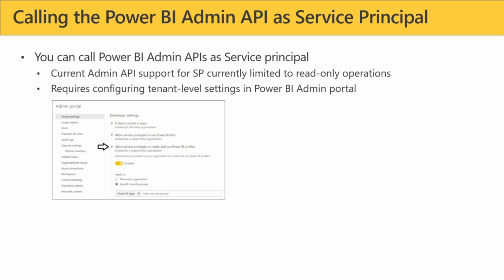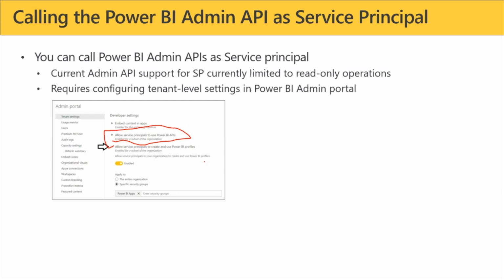But then what you have to do is, first of all, take that service principal or the Azure AD application and put it into an Azure AD group, and then have that group configured under the tenant level setting, allow service principals to create and use Power BI. And I see that my slide is wrong there. It should be the one above that, which is right here. You need the allow service principals to use Power BI APIs.